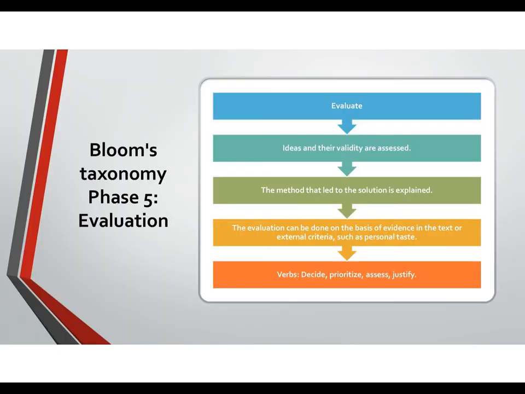Bloom's taxonomy, phase 5, evaluation. Ideas and their validity are assessed. The method that led to the solution is explained. The evaluation can be done on the basis of evidence in the text or external criteria such as personal taste. Verbs: decide, prioritize, assess, and justify.